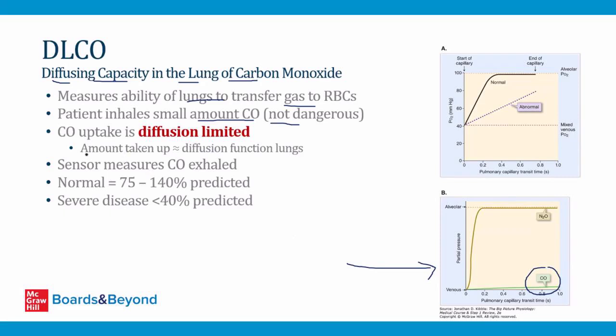And what this means is that the amount of carbon monoxide taken up by the patient's bloodstream is proportional to the diffusing function of the lungs. So the patient inhales a small amount of carbon monoxide and a sensor measures what they exhale to see how much was picked up by the bloodstream. The normal result is 75 to 140% of what's predicted based on the patient's size and other factors. Severe disease is less than 40% of predicted.